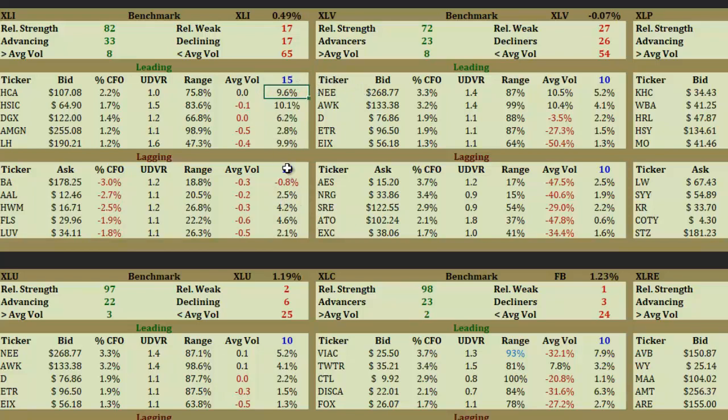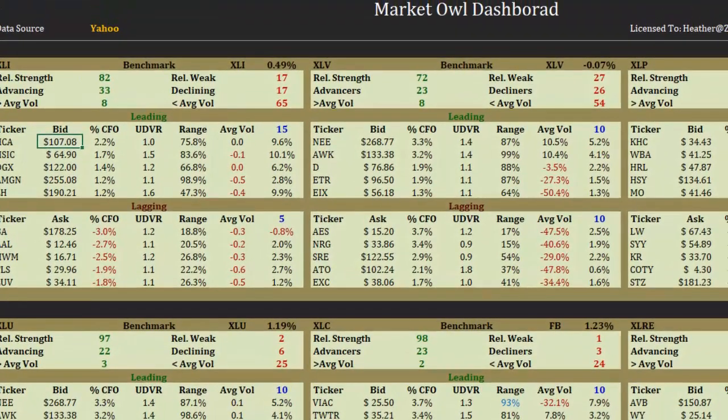Again, you have a moving average that you can change. Takes a little second. The leading, you're looking at the bid price. The lagging, you're looking at the ask price. That's assuming you want to go long what's outperforming and you want to short what is underperforming. I know that's not always the case, but you have both prices here, which you can quickly look at in greater detail on an individual page.